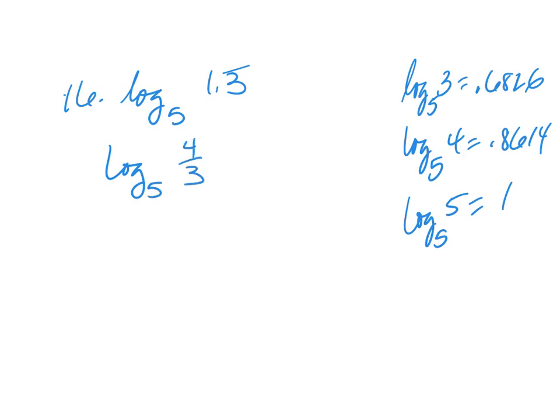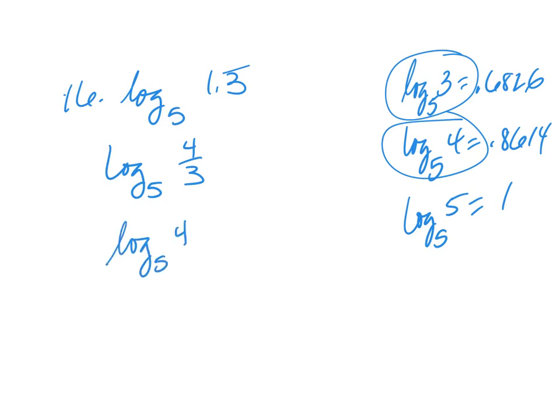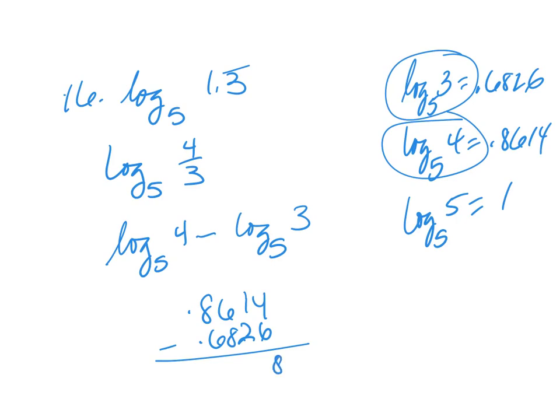Well, now you can do it because you've got a 3 and a 4, right? So that would be log base 5 of 4, division is minus, log base 5 of 3. See how easy it is now? And that gives you 0.8614 minus 0.6826. And I think that's 0.1788 maybe?